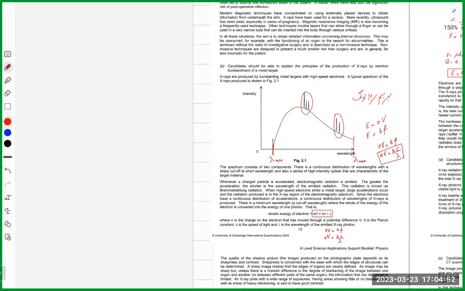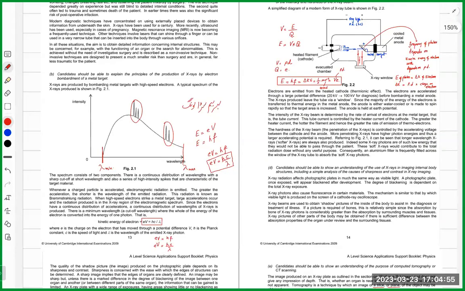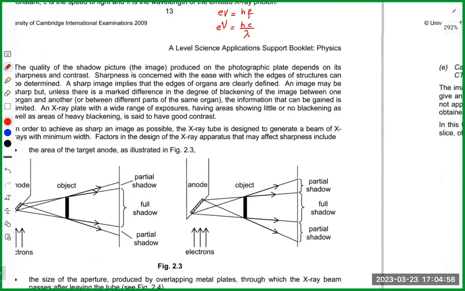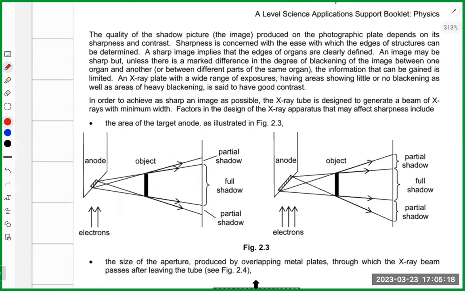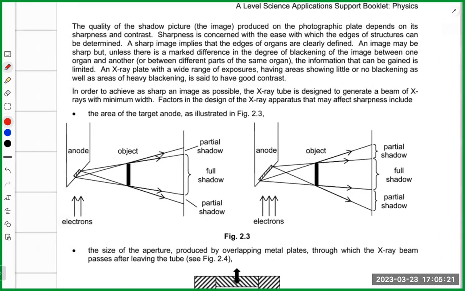The rest is just reading stuff. You should go through it. One more technical thing is this one. To make X-rays more sharp, we need to have a smaller anode. The bigger the anode is, the duller the image will be. Look, if we have a smaller anode, as in the left diagram, you can see there is a full shadow and very small portions of partial shadows. If we use a larger anode, the full shadow becomes smaller and partial shadows become large. So the edges will not be sharp.